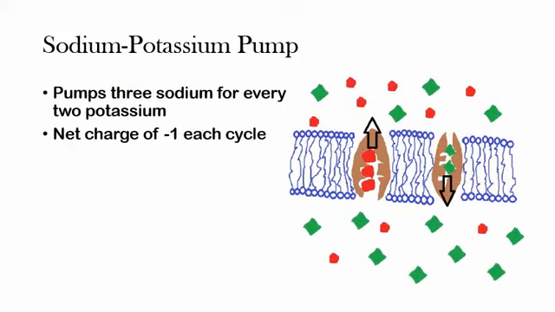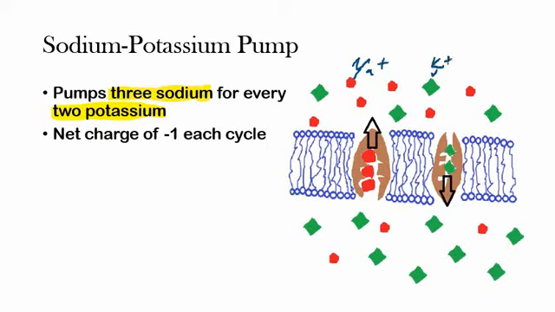Now, next we're going to talk about a very specific type of active transport, and this is one that's very important for animal cells. In fact, it's found in every animal cell that we've ever come across. And this is what's called the sodium-potassium pump. What this sodium-potassium pump does is it'll actually pump three sodium ions out of the cell for every two potassium ions that it transports into the cell. In this diagram, the red solute is sodium, and the green one is potassium.